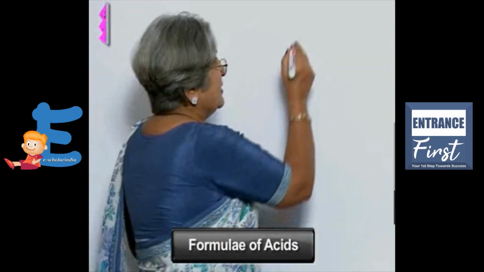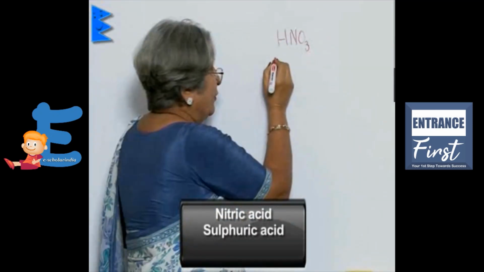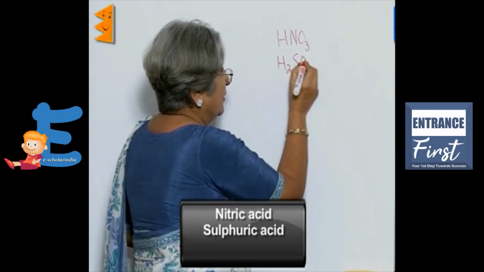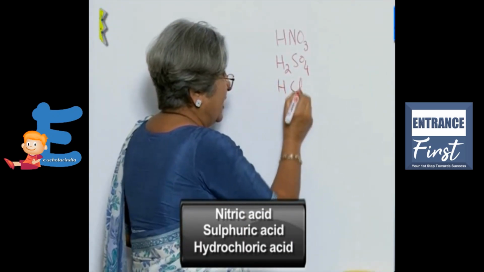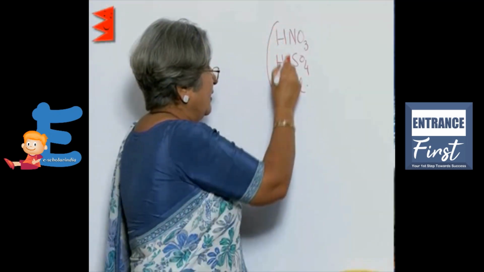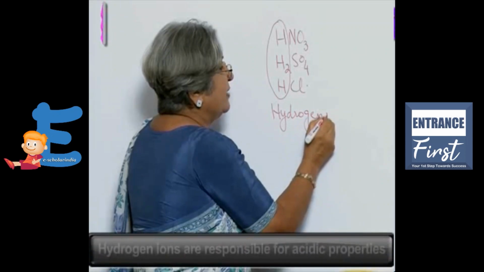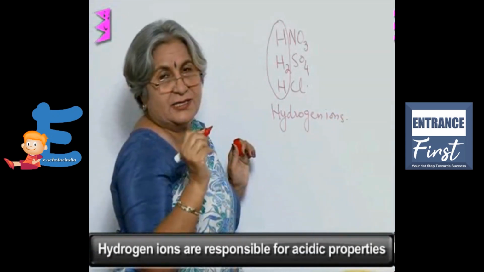Now we just saw that all acids have almost similar physical and chemical properties. So how has that happened? Then obviously something is common between them. If we write the formulae of these acids, what we find is there is nitric acid HNO3, sulfuric acid H2SO4, and hydrochloric acid HCl. In all these cases, what is common? Obviously, hydrogen is the common factor. These hydrogen ions are responsible for acidic properties.